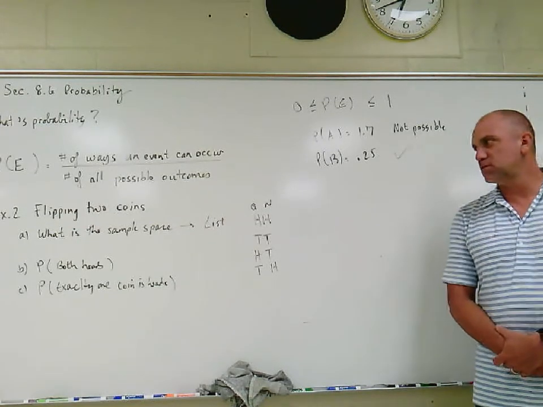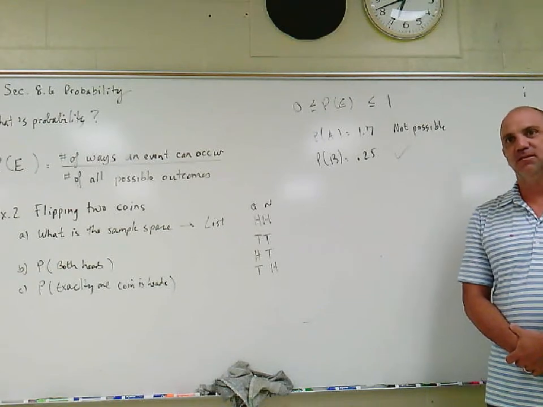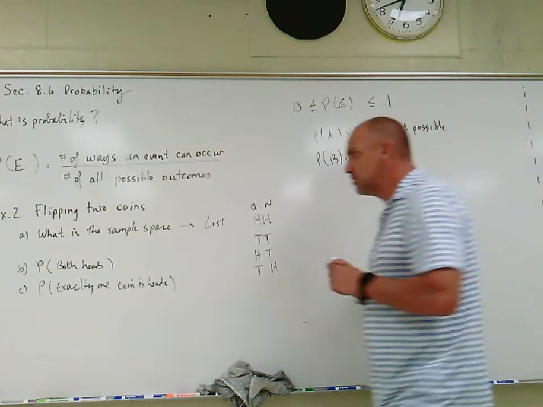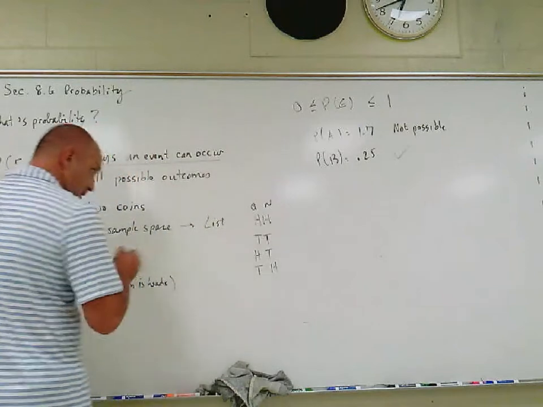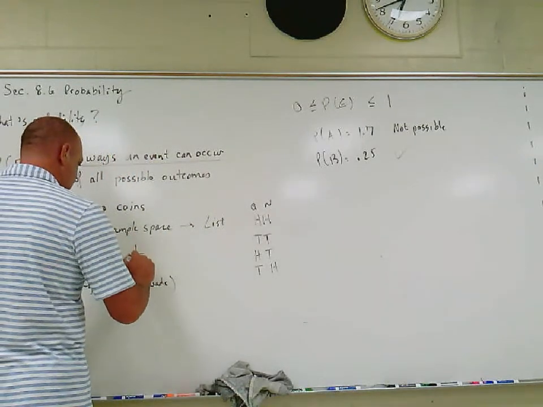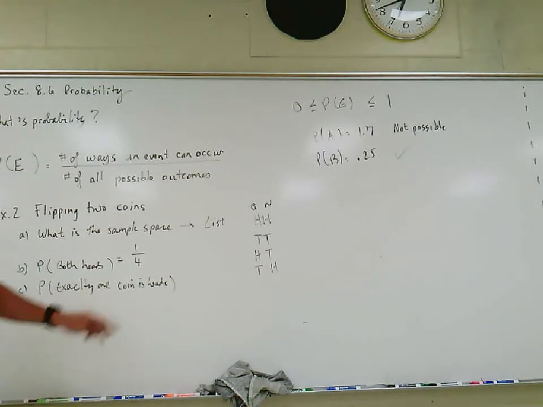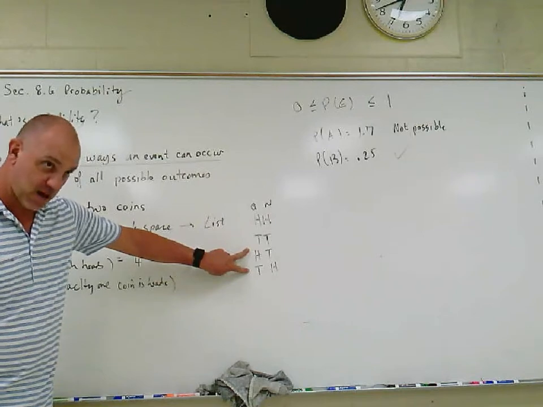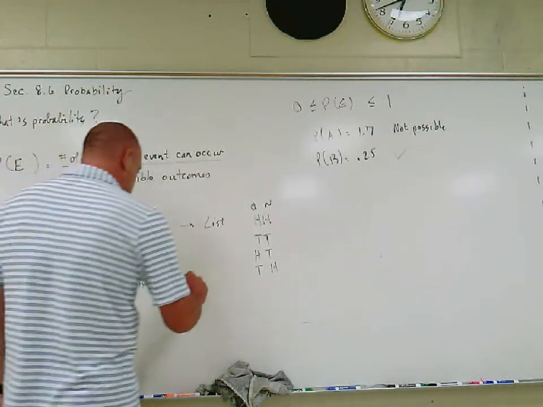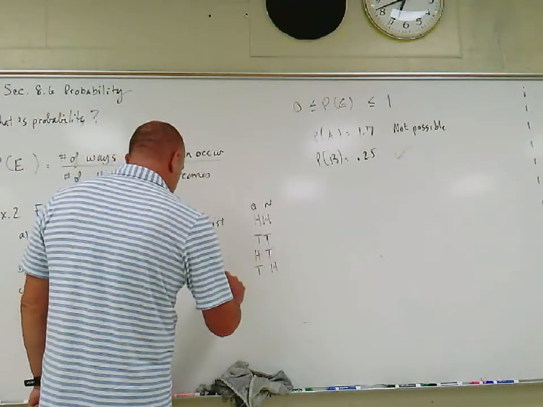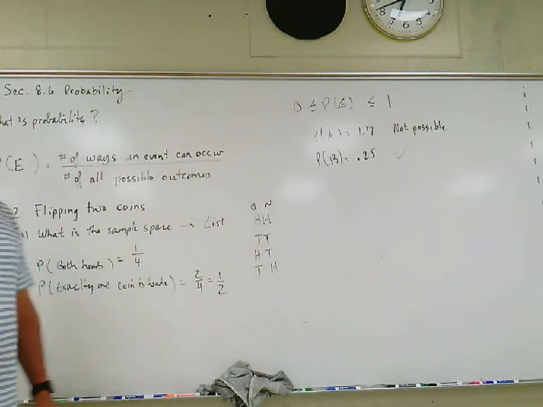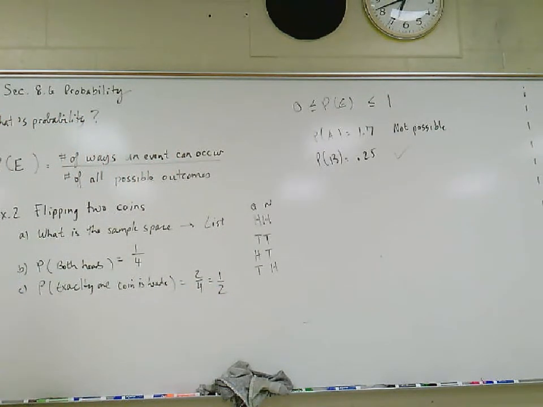All right, so what's the probability that both are heads? So how many ways are there to land both heads out of that? One. Out of all is 4. 1/4. Exactly one coin is heads. So 2 out of how many? 4, which will then reduce to 1/2. Very good. Any questions about that?